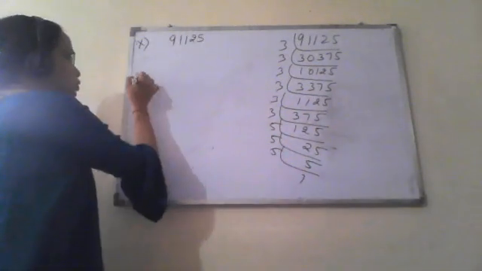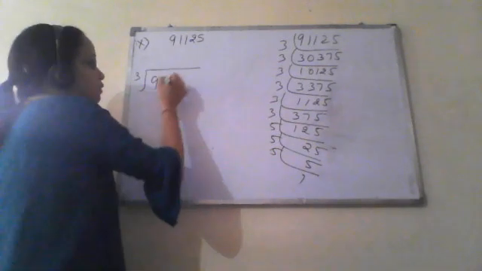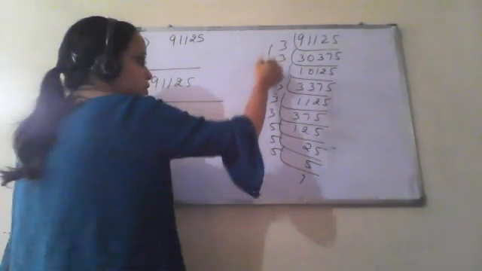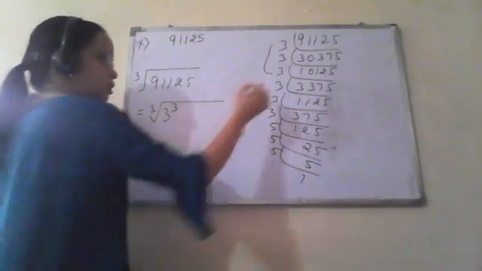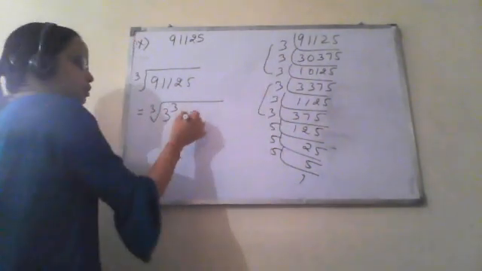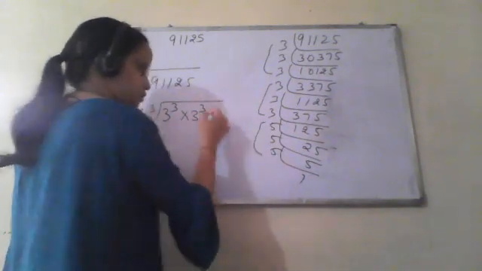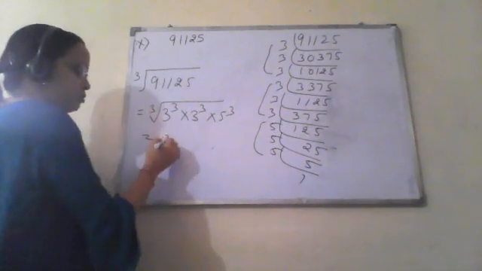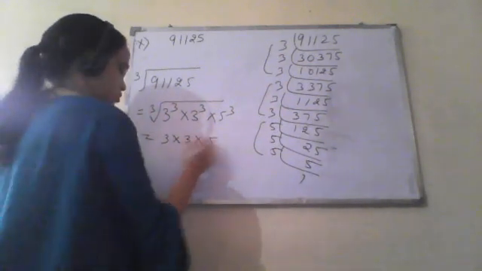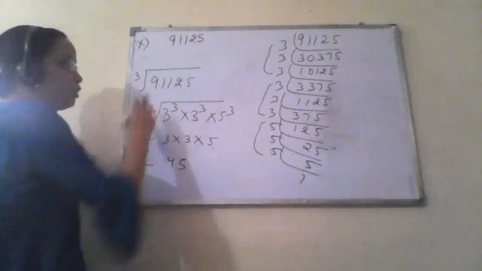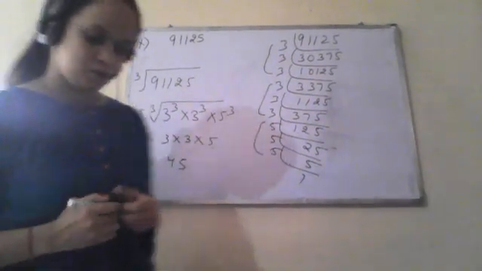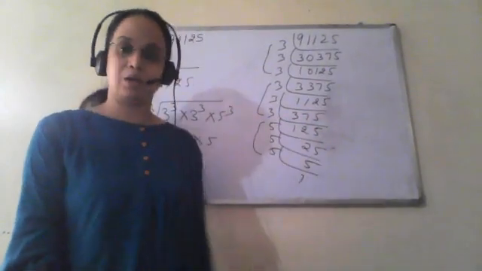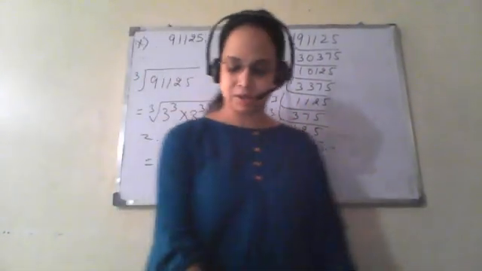Okay, so cube root of 91125 will be triplet of 3. So 3 to the power 3, triplet of 3, 3 to the power 3, and a triplet of 5, that is 5 to the power 3. So we will take one number out of every triplet. It will be 3 into 3 into 5. So answer is 45. So the cube root of 91125 is 45. So I hope with this now things are clear how to calculate the cube root by prime factorization method.